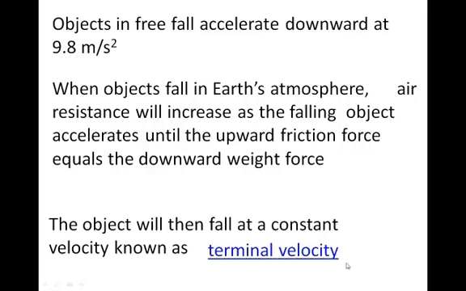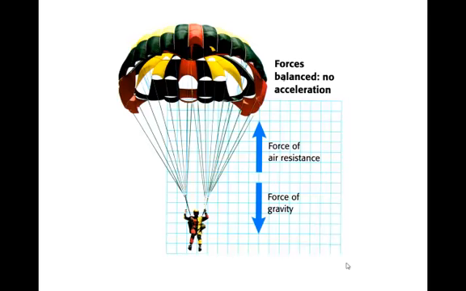But terminal velocity is basically you stop accelerating towards the ground. Your air resistance equals the downward force. So like when you have a parachute, the force of air resistance is equal to the force of gravity. No acceleration, the forces are balanced. You continue to fall towards the ground, but you're not accelerating anymore.